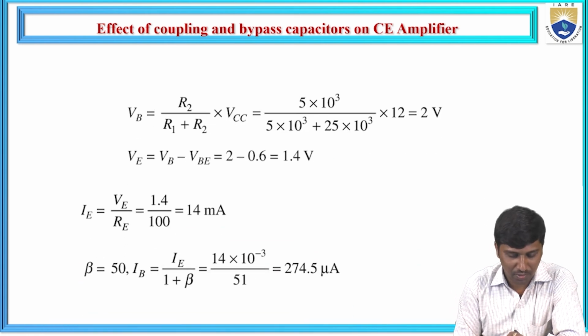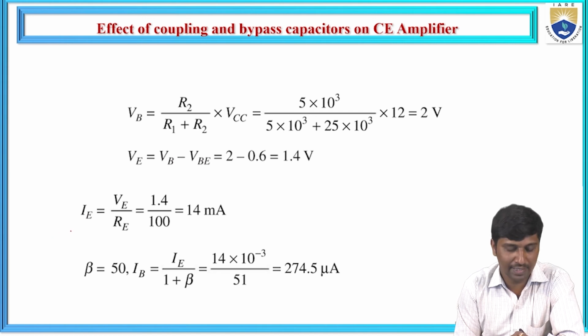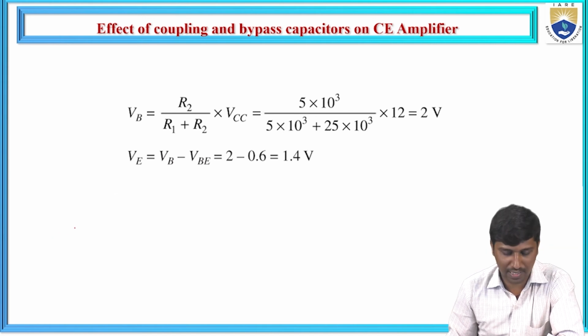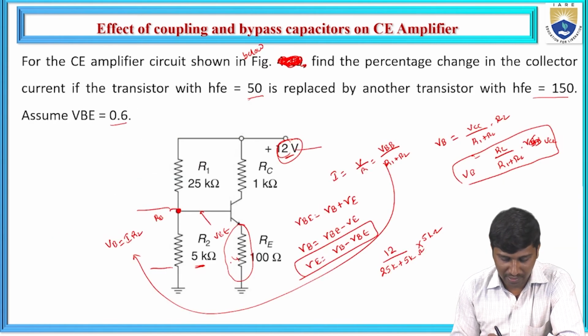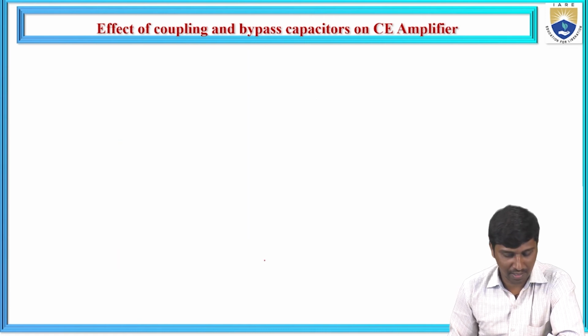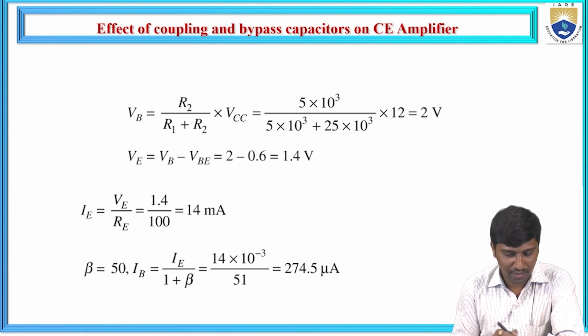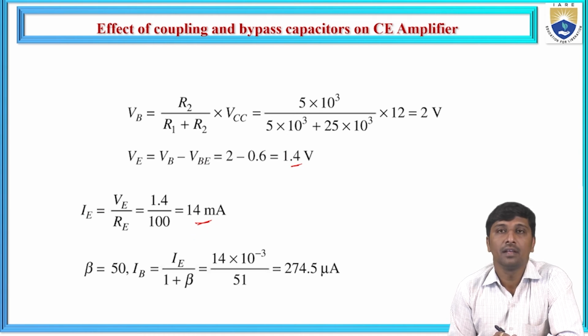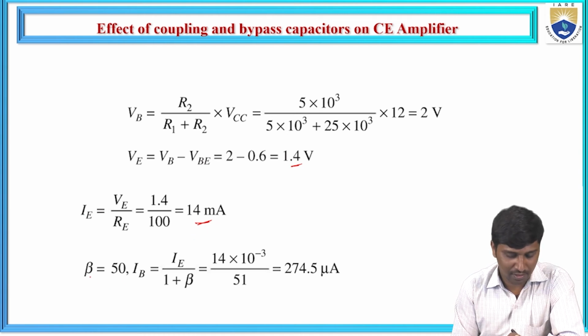Now we need to calculate how much emitter current flows across this transistor. I is equal to V by R, that means V by RE. From that, V we observe is 1.4 volts and R is given as 100 ohms. Hence the emitter current is 14 milliamperes.